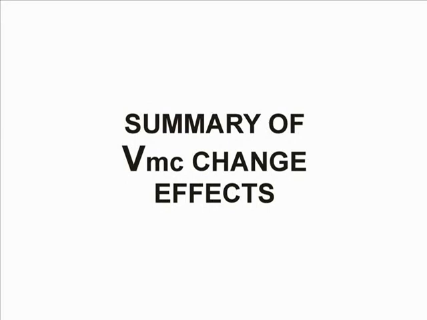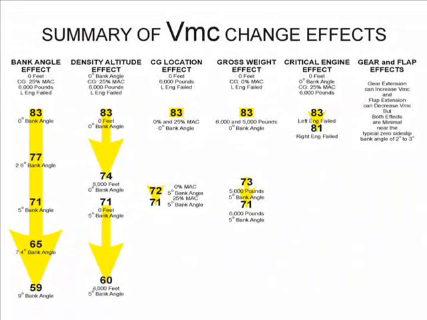We can now summarize all of the factors that affect VMC. These effects are typical for general aviation twin-engine airplanes. Note the large effect of bank angle, the moderate effect of density altitude, and the minimal effect of the other factors. The bank angle effect on VMC for typical general aviation twin-engine airplanes is between 2 and 3 knots per degree of bank angle. It is important to note that bank angle and high density altitudes can drive VMC to below stall speed. Let's see how these factors can lead to dangerous situations.